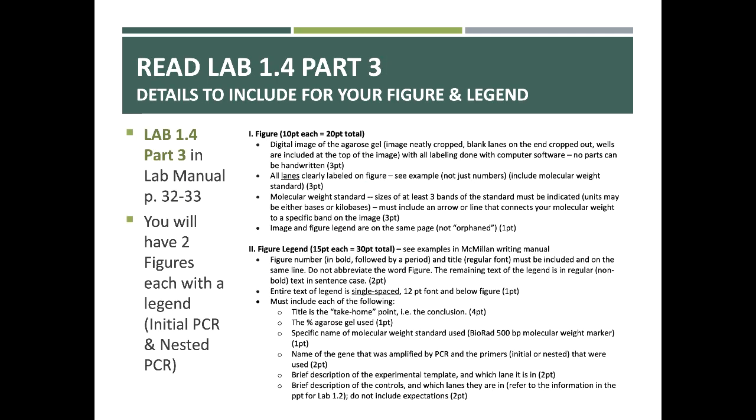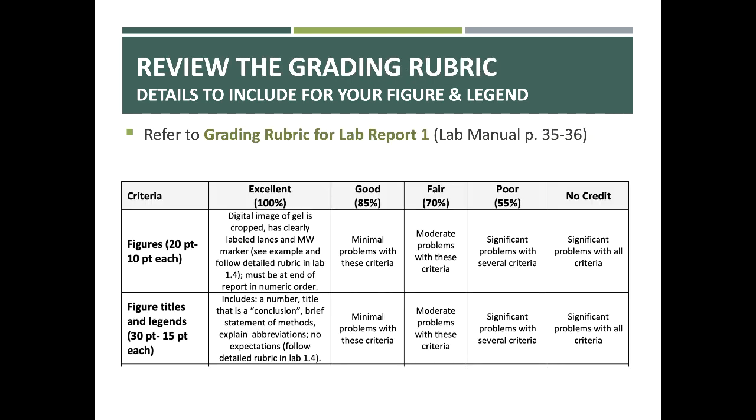So these are the details that you need to include in your figure and the legend. I'm not going to read this to you. You can read it, but it's also in your manual and the rubric. So look at Lab 1.4, Part 3, pages 32 and 33. This week you will construct 2 different figures. One will show initial PCR results, and the other will show nested PCR results. The figure itself is worth 20 points, and the legend is worth 30 points. Here's the rubric that you should follow when you're making these two items. If you follow all of these directions under this excellent 100%, then you should be in good shape.